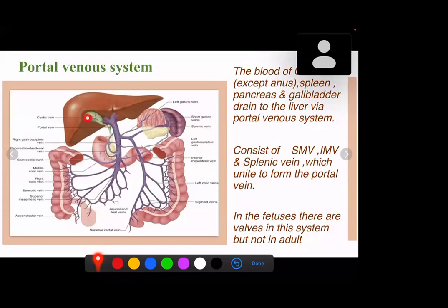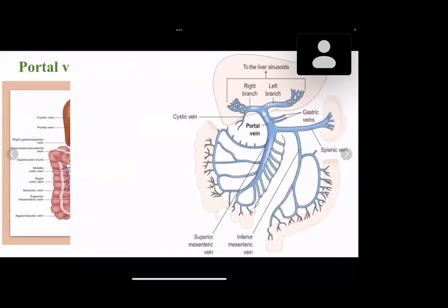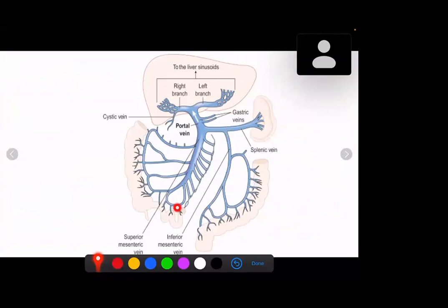As we can see here, this is the splenic vein. This is the inferior mesenteric vein joining behind the body of the pancreas. And this is the superior mesenteric vein with all its branches, the same as the arteries, with the branches joining the portal vein itself. One of them is the left gastric vein, and it will divide into the left gastric and right gastric.